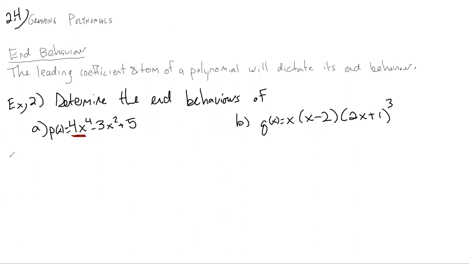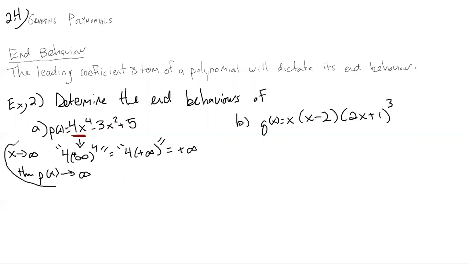Yeah, so we'll look at x going to infinity. So what we'll just do is look at 4 of, again, I'm gonna put quotes around it because it doesn't really make sense, but that is a positive infinity there. So it's 4 times a positive infinity to the 4. So 4 times a positive large number is still just a very large number. So my p of x will go to positive infinity. So that's the first answer.